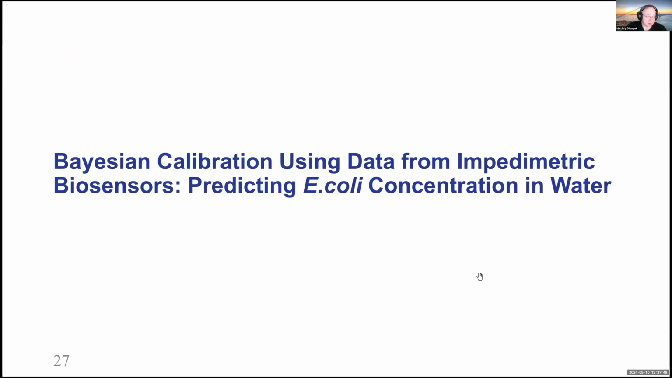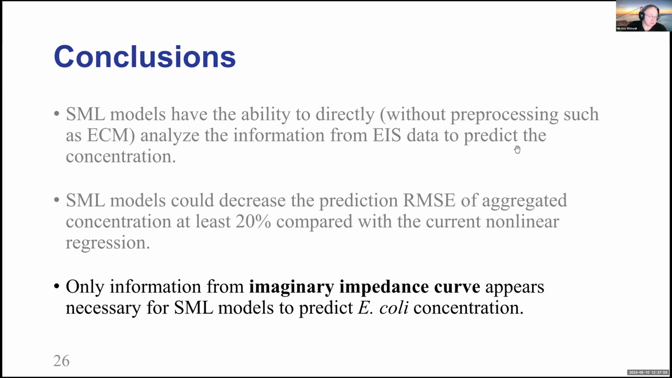So we have some of the conclusions. Statistical machine learning models do help improve over the conventional approaches, and not only do they yield superior performance, which is not just in terms of reduced RMSEs, but also statistically lower root mean squared error values. It also allows us to bypass the need to first fit this equivalent circuit model to the data.